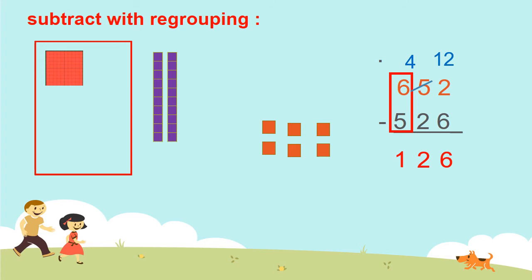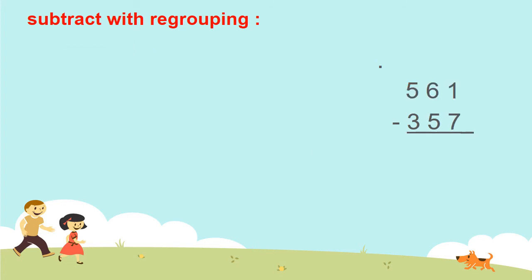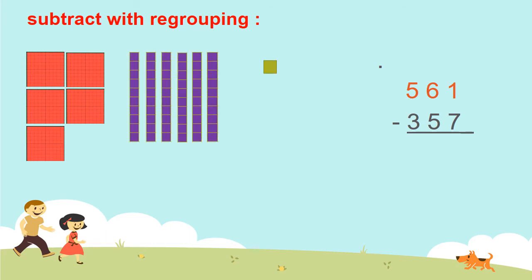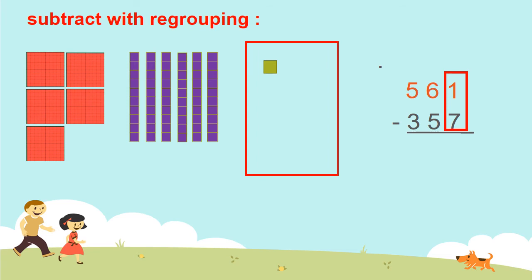Let's take another example. Now read the number first. 561. And this 357. Let's represent the first number, 561. These are 500s and 6 tens and 1 one. Let's start with the ones. Let's take 7 from 1. I have 1. Can I take 7? I can't.